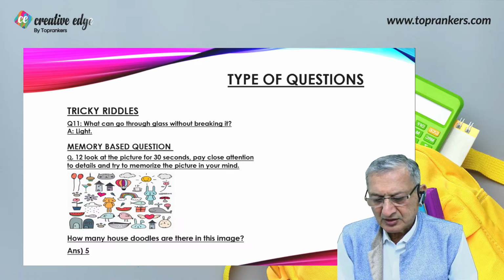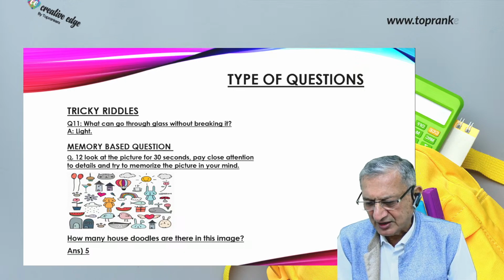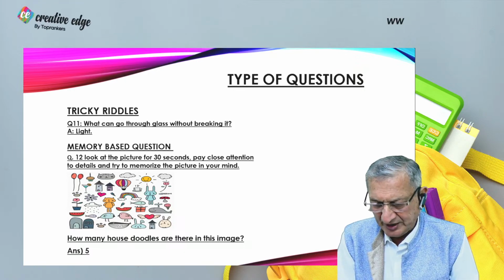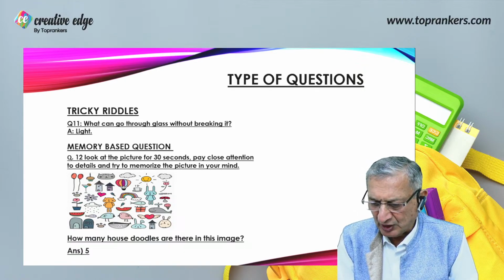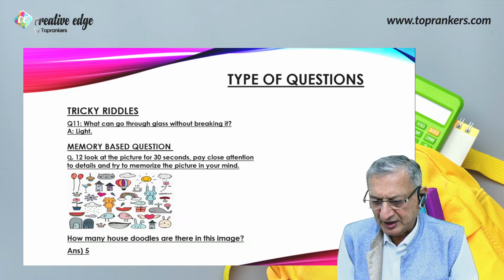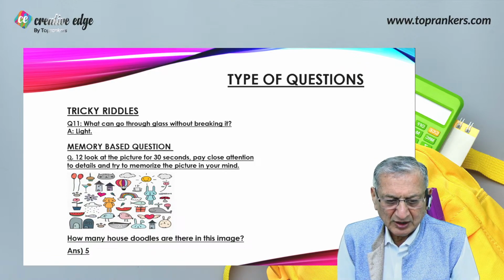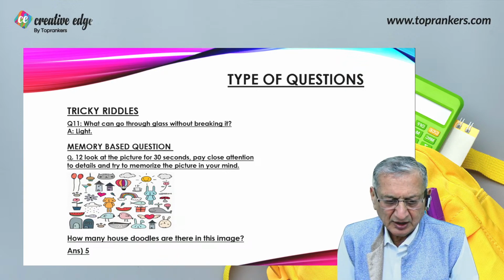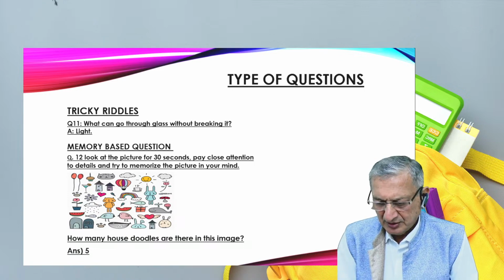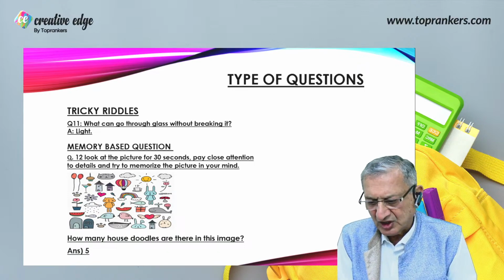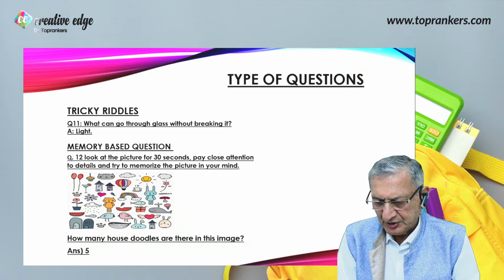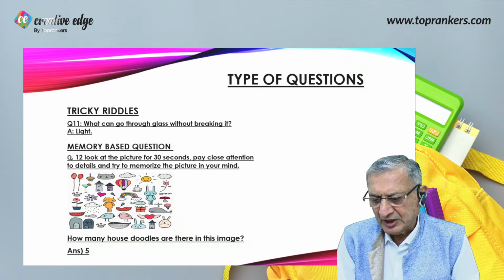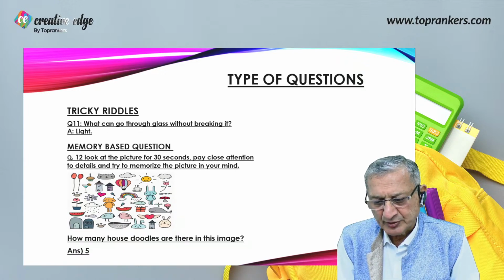So answer number one you can read in this slide very easily. There are 5 types of house doodles. You can find them here: 1, 2, then going down 3, 4, and 5. Right, friends? But any which way, this is how you work it out. There could be other ways of asking questions from the same visual.